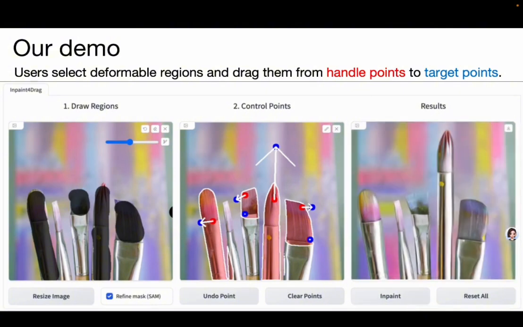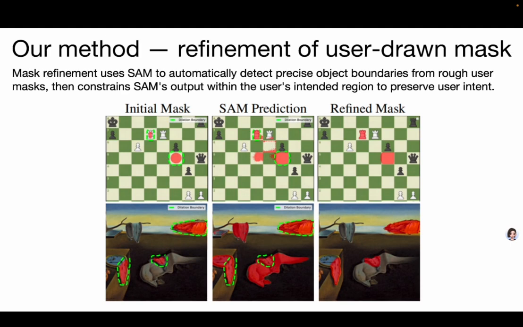To help users achieve precise object boundary selection, we integrate SAM, the Segment Anything model, for intelligent boundary refinement. Our method uses SAM to automatically detect precise object boundaries from rough user masks, then constrains SAM's output using eroded and dilated versions of the user's rough mask to preserve user intent. As shown in the chess example, the user draws a rough circular mask around the red chess piece. SAM predicts more precise boundaries, and our refinement process uses morphological operations to constrain the result within the user's intended region, producing a clean, accurate mask that follows the exact contours of the piece.